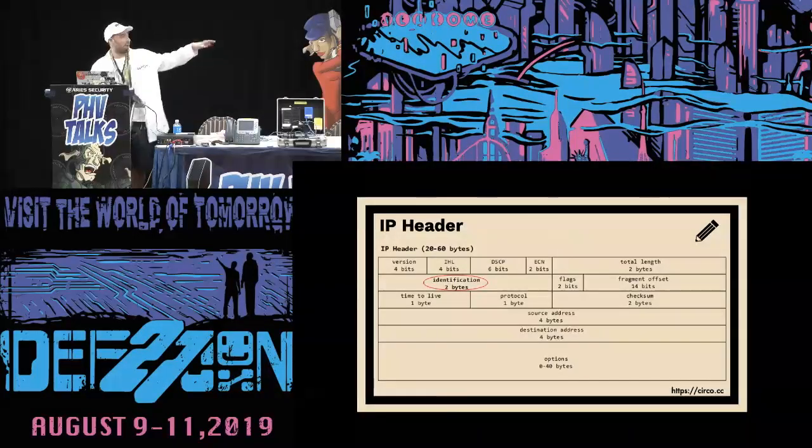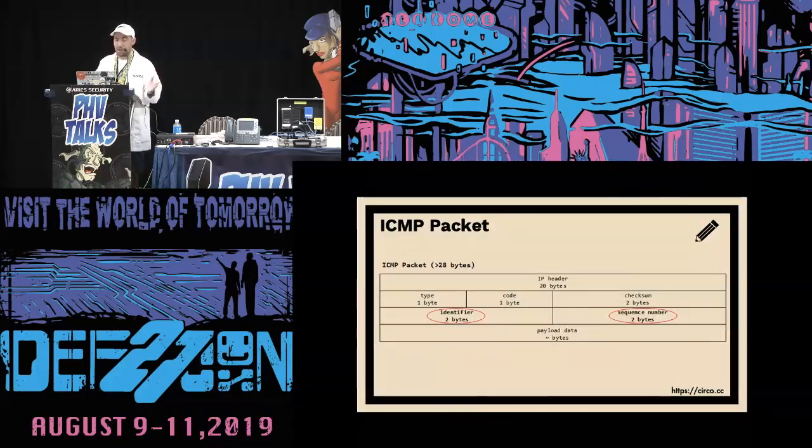These are the IP header. There's a field called identification in IP packets that does not get changed by NAT. When you NAT through a firewall, that doesn't get changed. So, okay, it's 2 bytes that I can use for something. ICMP packets: within the ICMP packet, you also have identification and sequence numbers. Again, 2 and 2 bytes that I can use for something.